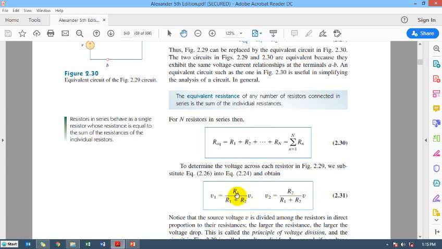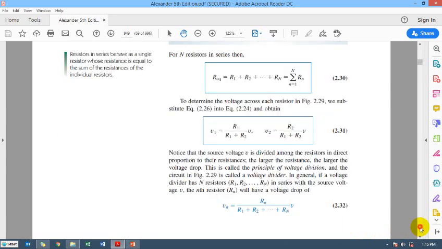Whatever voltage we want to find out, V1, we multiply by the corresponding resistance R1. If we want to find out V2, then the corresponding resistance R2 will be multiplied. The other things remain the same, we divide by the equivalent resistance R1 plus R2. Right, so this is the voltage divider rule, and now we will be doing current division.